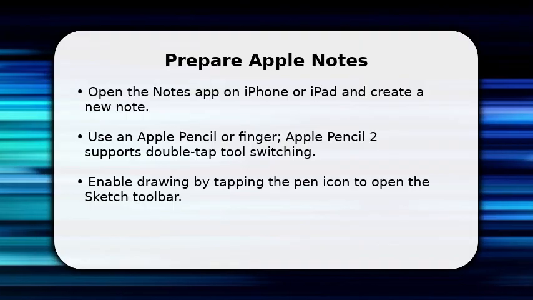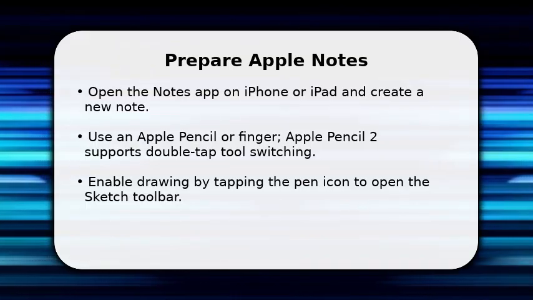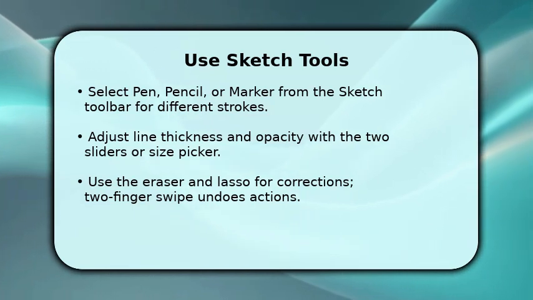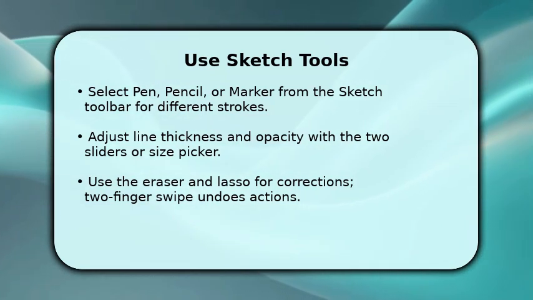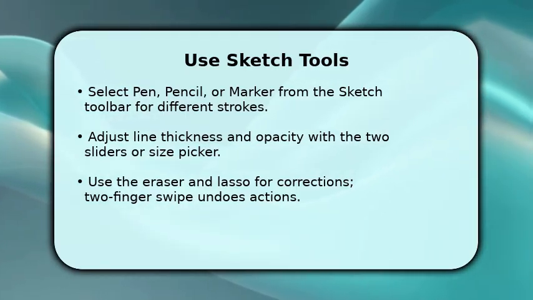If you have an Apple Pencil too, double-tap switches tools instantly. Make sure Notes has permission for Apple Pencil in settings if prompts appear. Choose between pen, pencil, and marker from the sketch toolbar for varied strokes. Tap a tool and adjust thickness and opacity using the size and opacity controls.